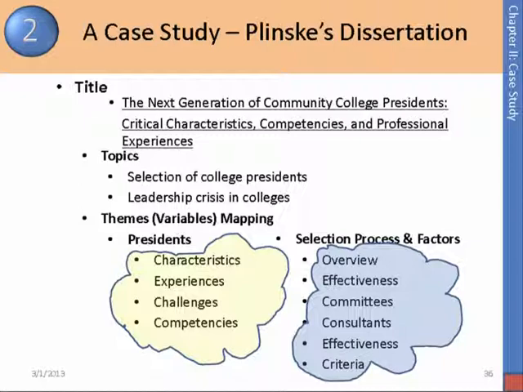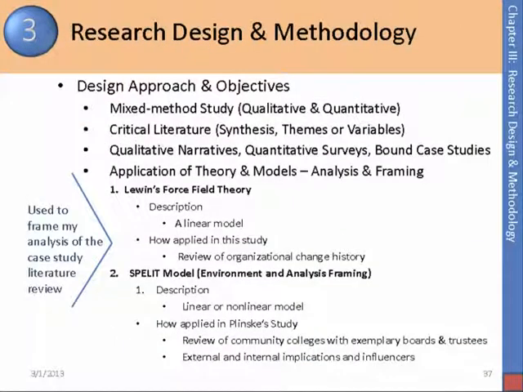Well, we take these and we start to map these against a certain theory of investigation or analysis, so that we can determine just how influential these focus points were to the development of her evidence in the literature review. So I framed my analysis using Lewin's force field model, and I also used again the Spell-It model.